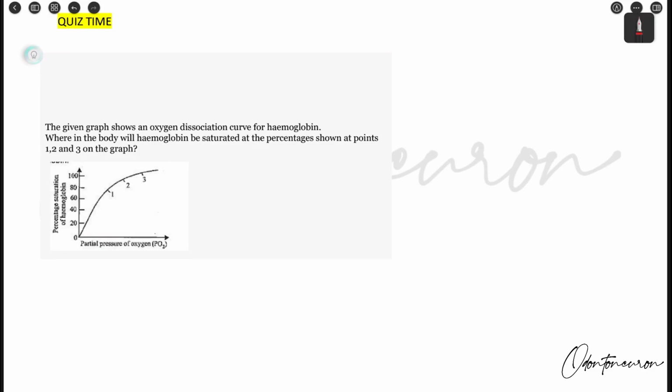Read this question carefully, as it is a little bit important to note. The given graph shows an oxygen dissociation curve for hemoglobin. Where in the body will hemoglobin be saturated at the percentage shown at points 1, 2, 3 in the graph? They are asking about 1, 2, 3 in the graph. Clear?